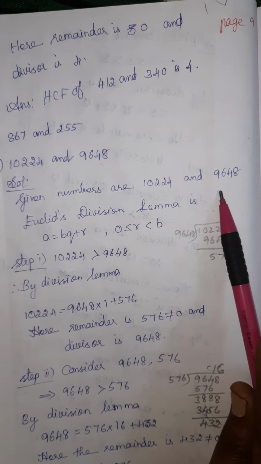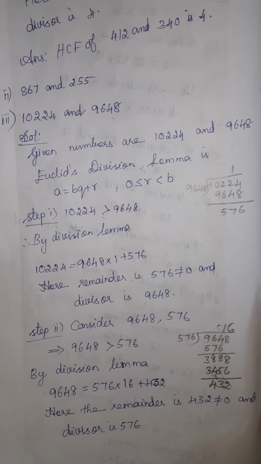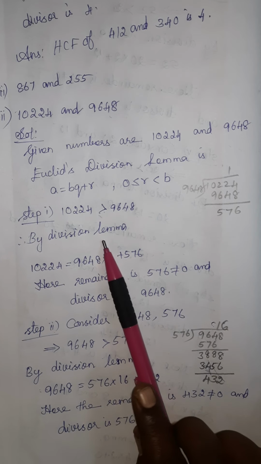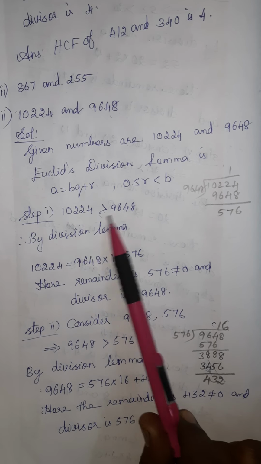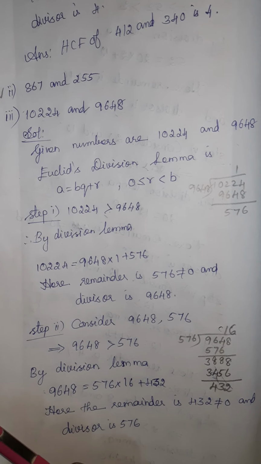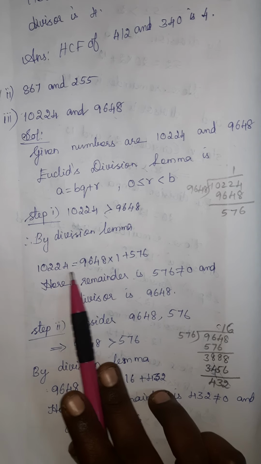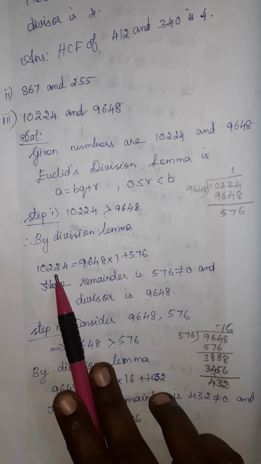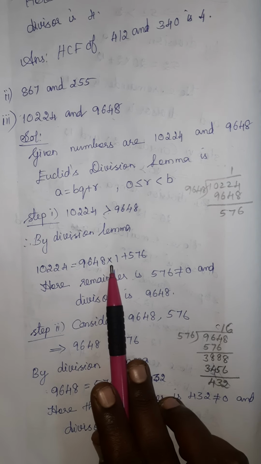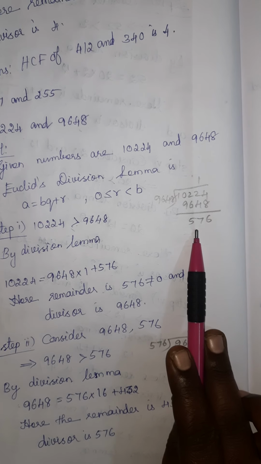In these two numbers, you have to check which is greater. Since it is the bigger number, you consider the greater number as the dividend and the small number as the divisor. So, using the division lemma, you can write 10,224 equals 9,648 into what value you will get; that you have to divide and find.